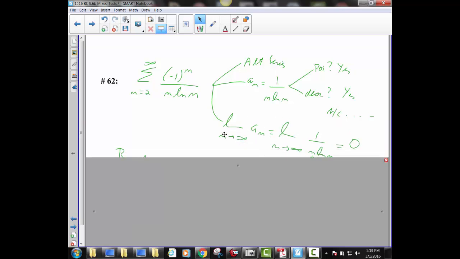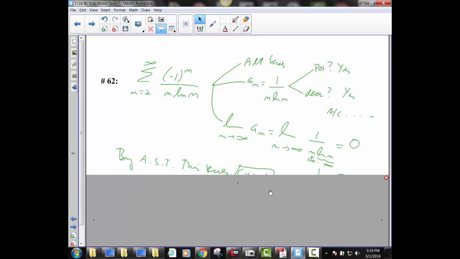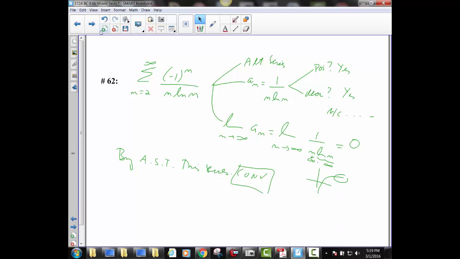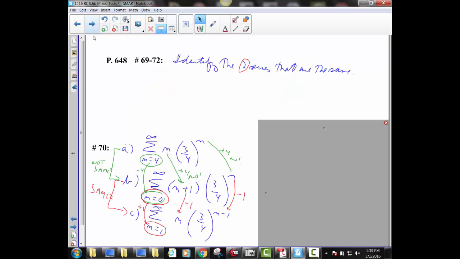So we're going to try the alternating series test. Find the limit as n goes to infinity of our a_n, and sure enough, we get 1 over infinity, which is 0, and therefore, by the alternating series test, the series converges.